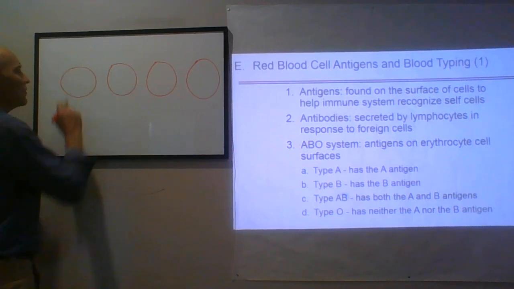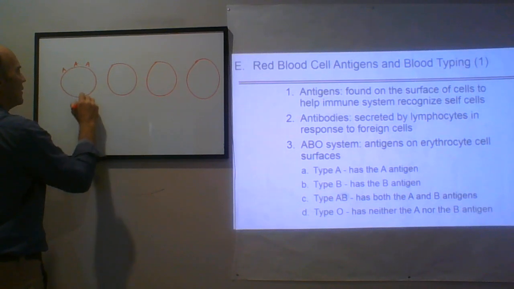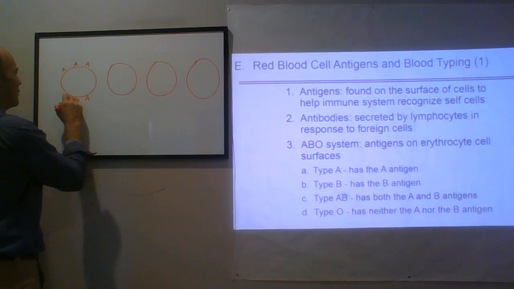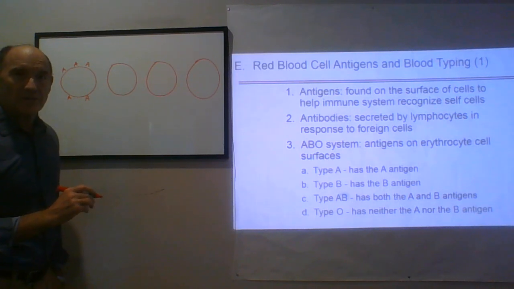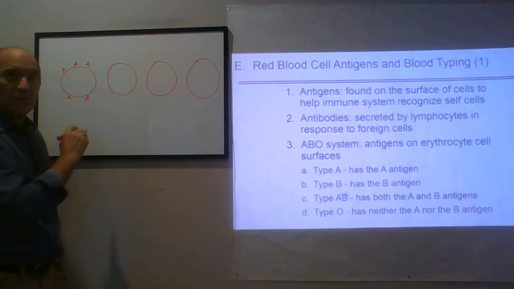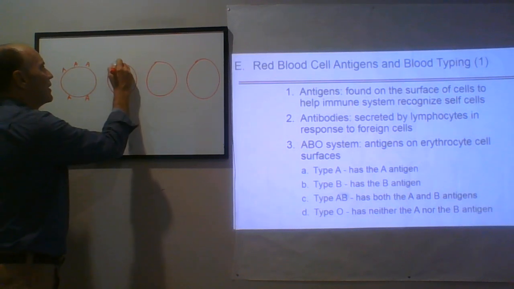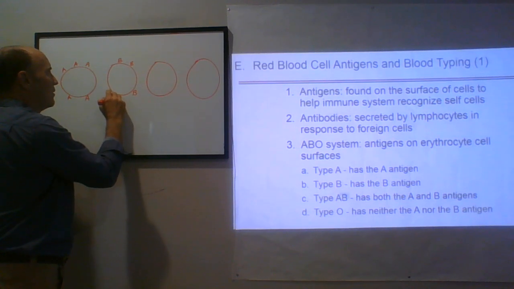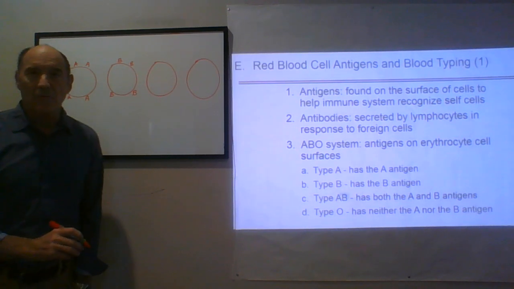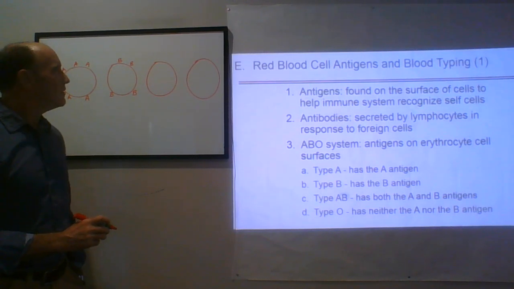And if you have the A-type antigen on the surface of your red blood cells, that's determined by a gene. You've inherited a gene that makes an A-type membrane protein, that's blood type A. If you have the B-type antigen on your red blood cell membrane surfaces, you have blood type B.